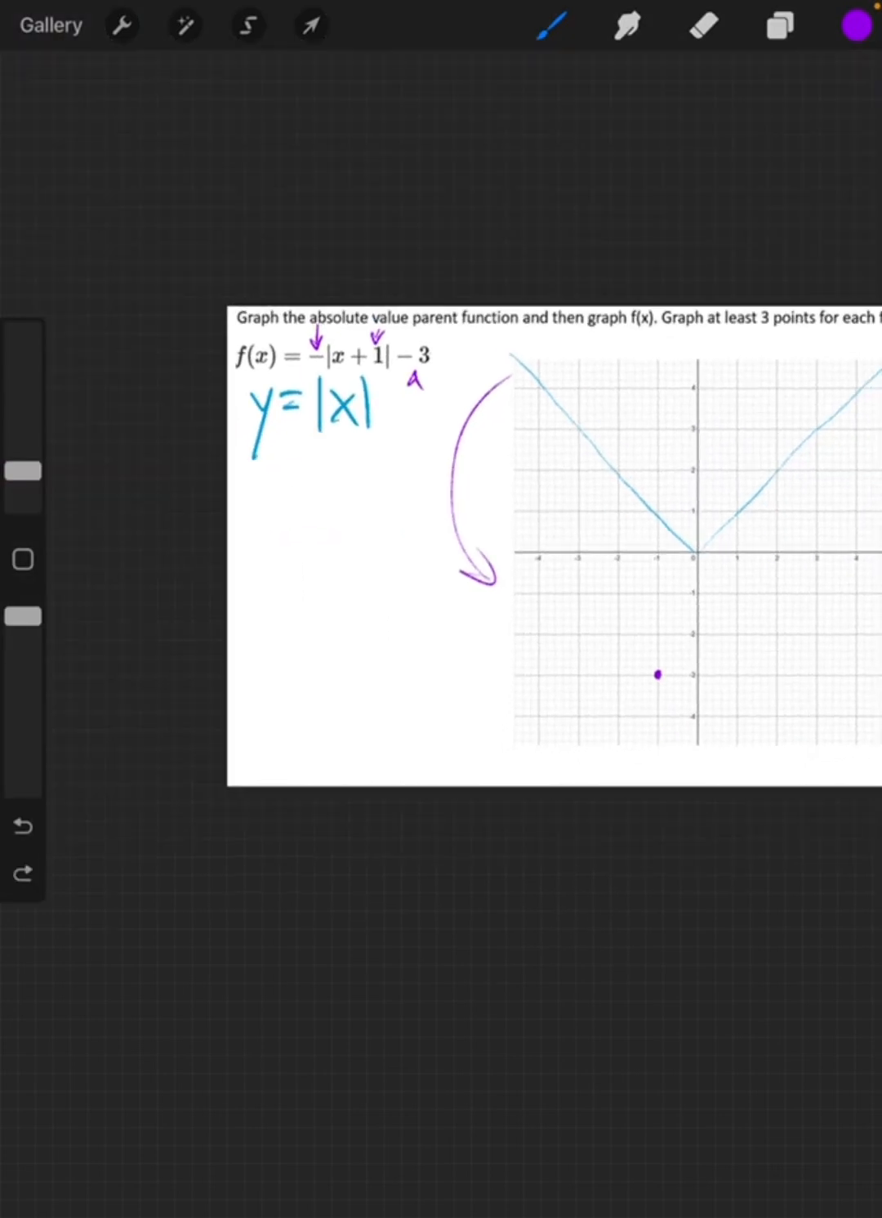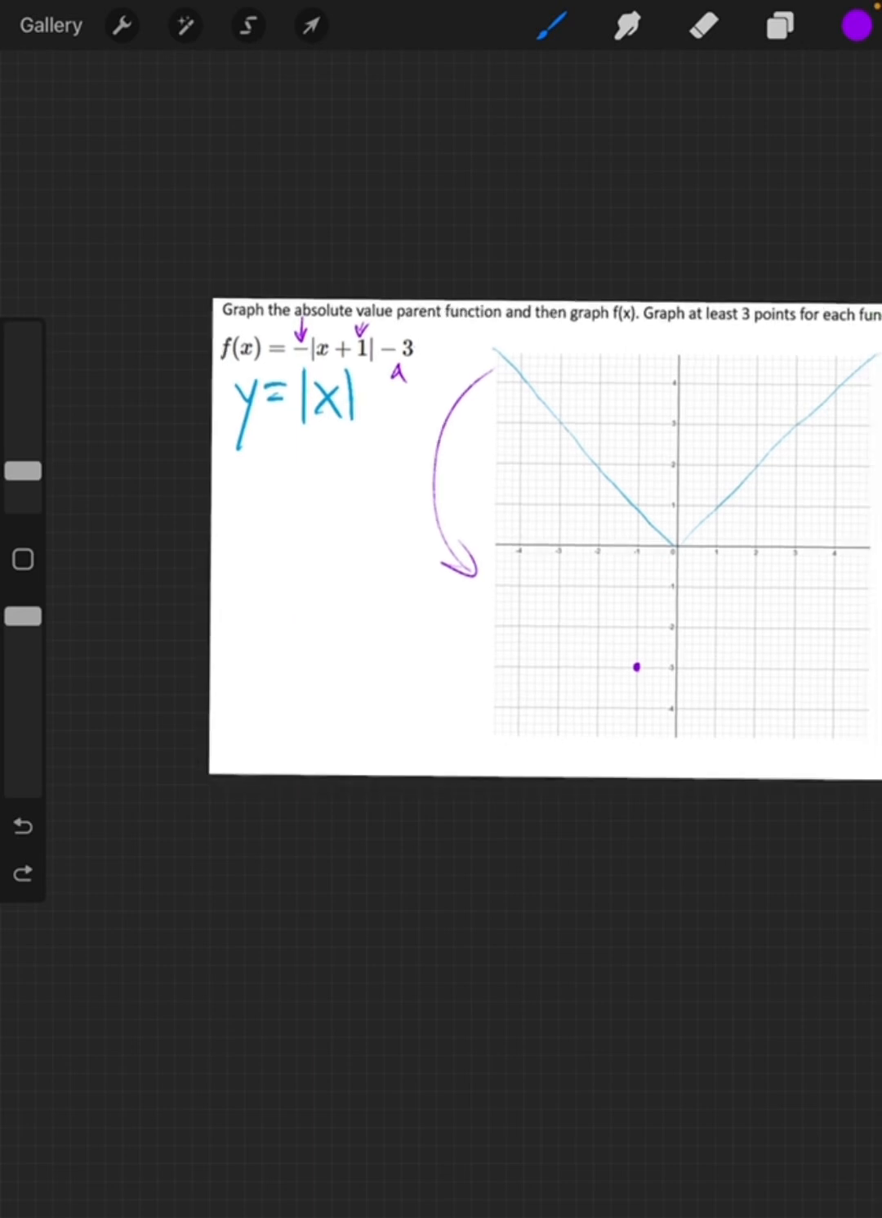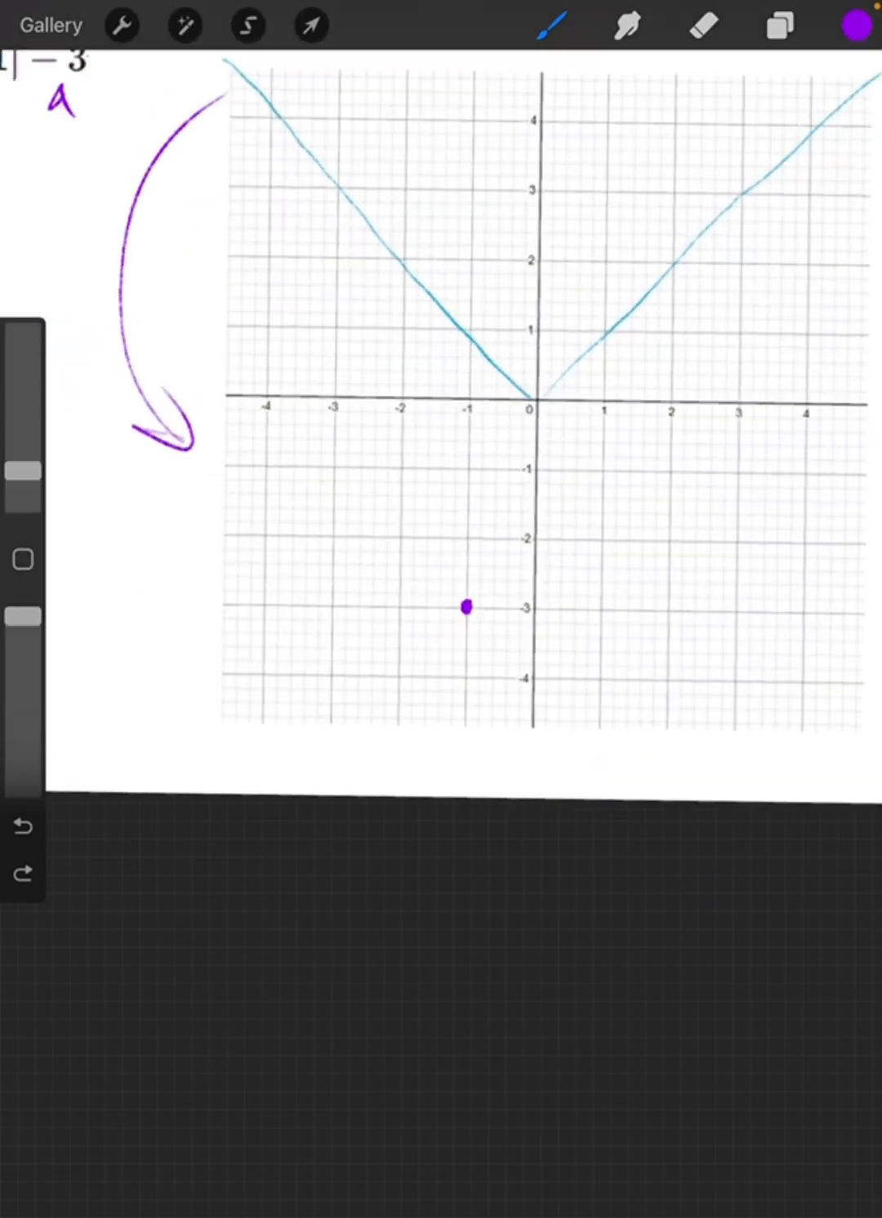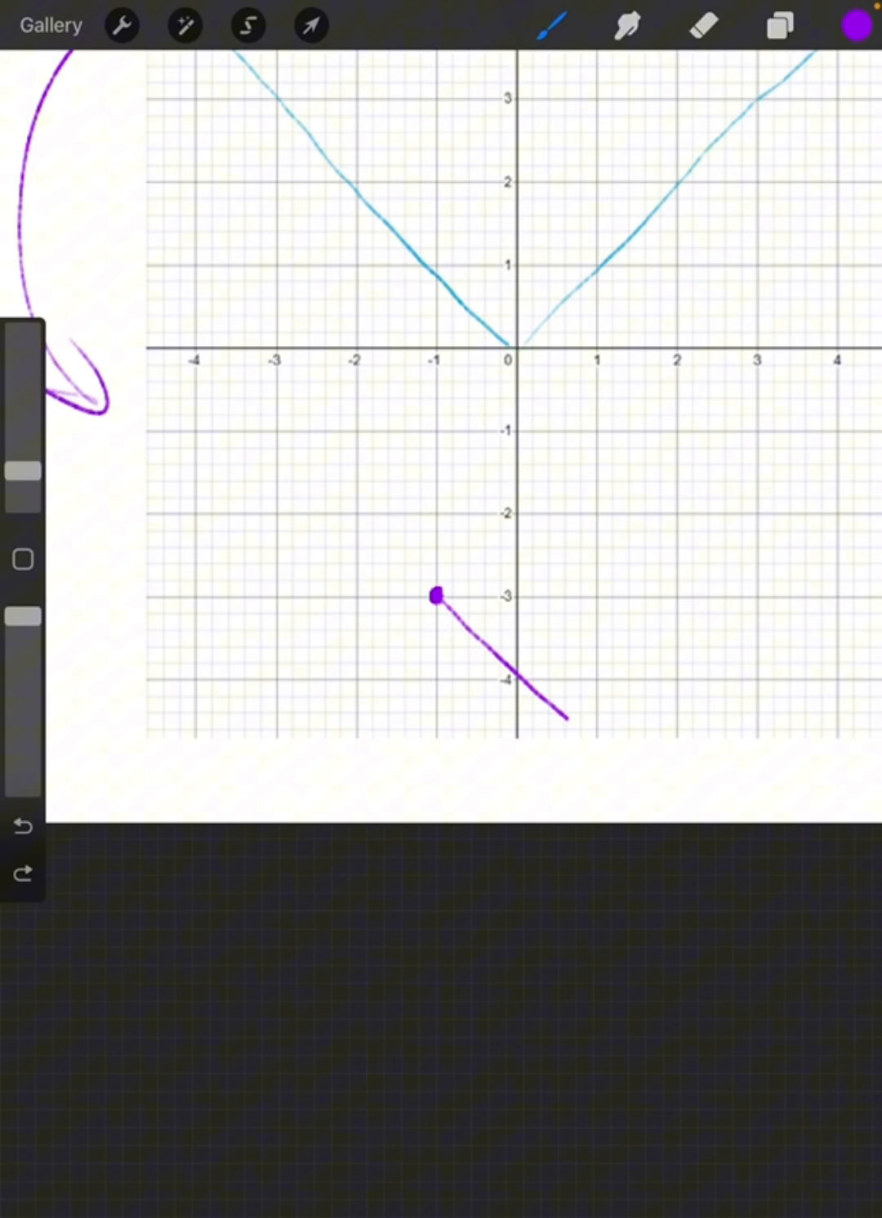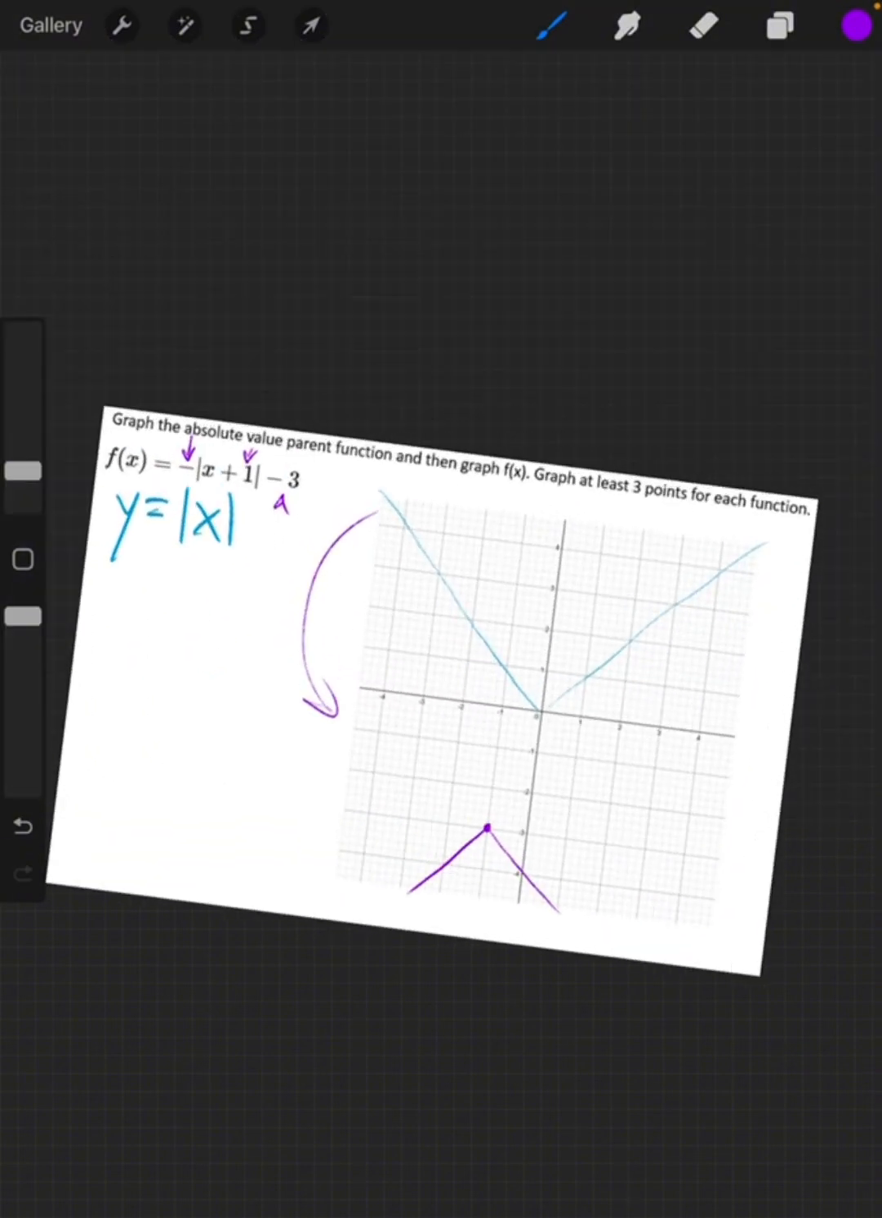As you can see, we don't have anything making it steeper or thinner, so it's just over 1, down 1 now, because of the negative.